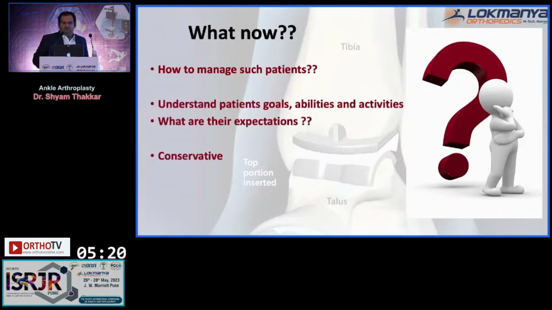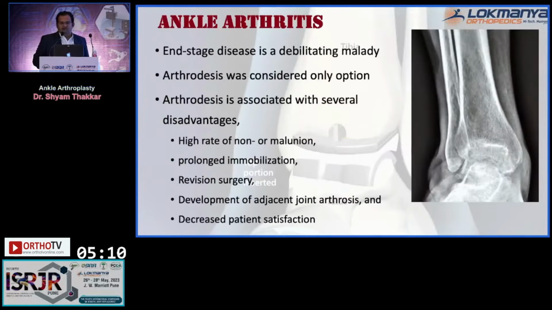So we would have treated with conservative, skillful neglect, orthosis, fusion. What else? It's total ankle replacement. So ankle arthritis, you all know, is a debilitating malady. We all have only one option in mind, surgical option, which is arthrodesis. Arthrodesis has often several disadvantages in terms of high rate of non-union, malunion, prolonged immobilization, revision surgeries, development of adjacent joint arthritis, which is quite significant, and decreased patient satisfaction as compared to total ankle replacement.